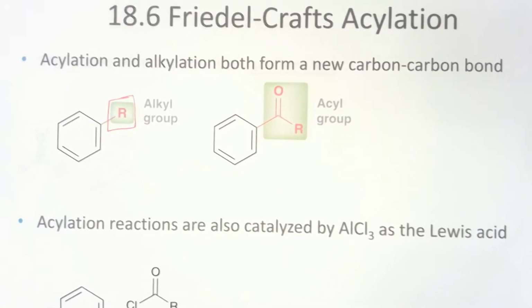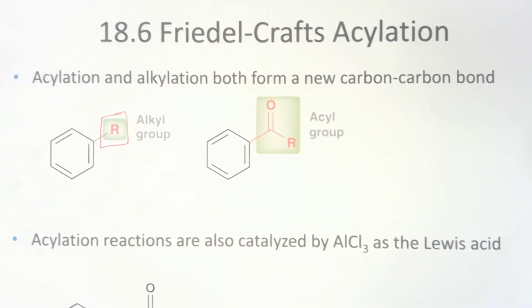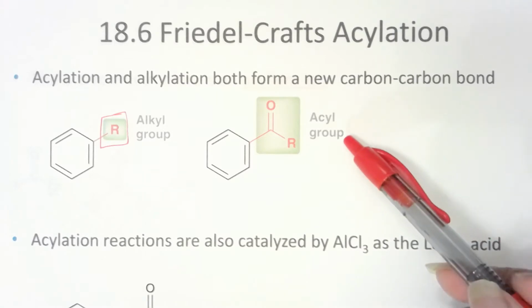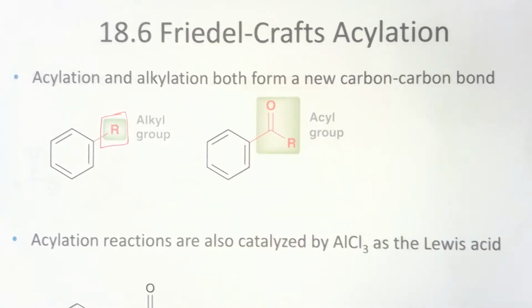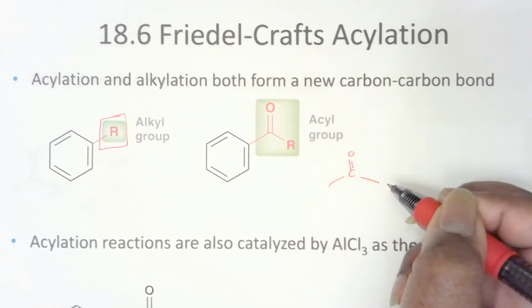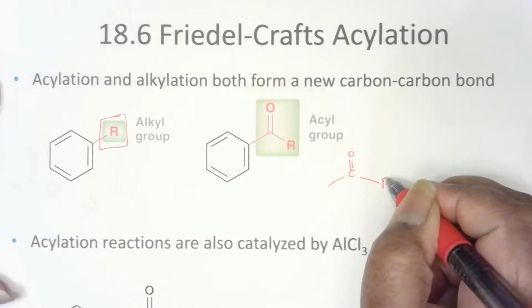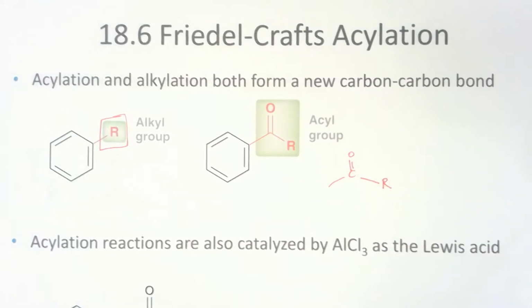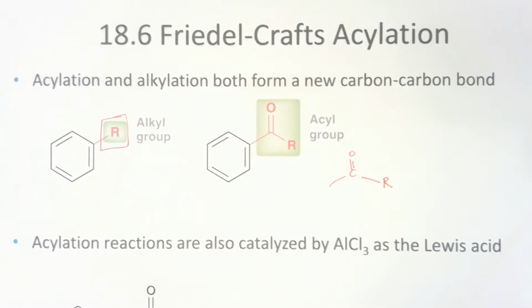So we are in the next section. This is Friedel-Crafts acylation. So what's the difference between acylation and alkylation? In the case of alkylation, you have an alkyl group, which is the R group. It could be something like methyl, ethyl, t-butyl, etc. But if you have an acyl group, this is your acyl. So you have a carbonyl group, it's like a keto group, attached to an alkyl group. So that is called an acyl group.